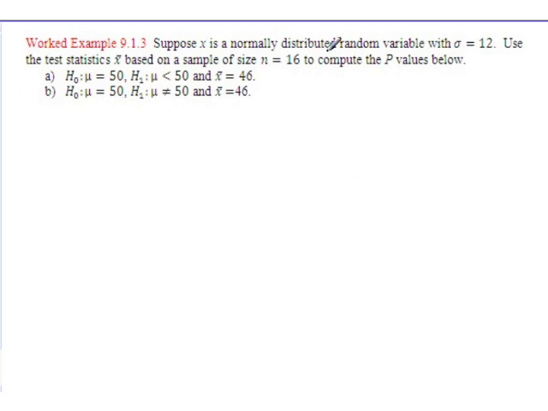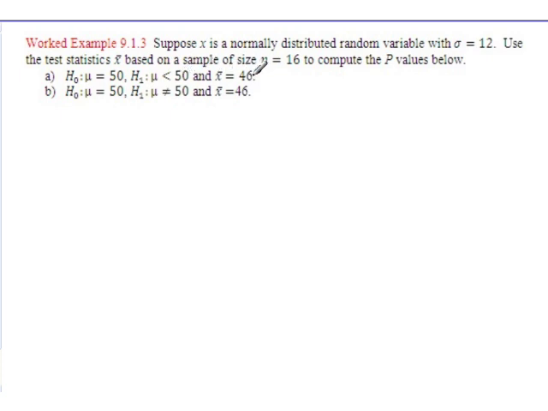Suppose x is a normally distributed random variable with standard deviation 12. Use the test statistic x bar based on a sample of size 16 to compute the p-values below. A. The null hypothesis is 50. Alternative hypothesis, mu is less than 50.